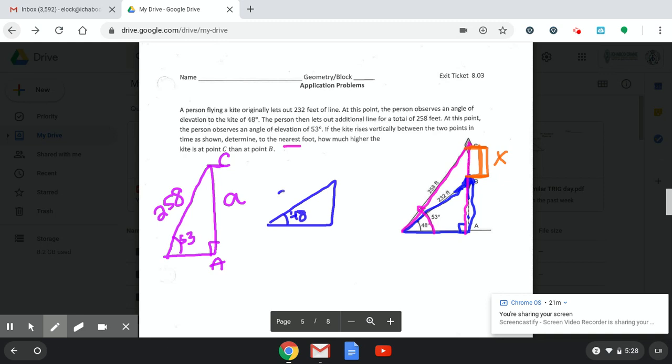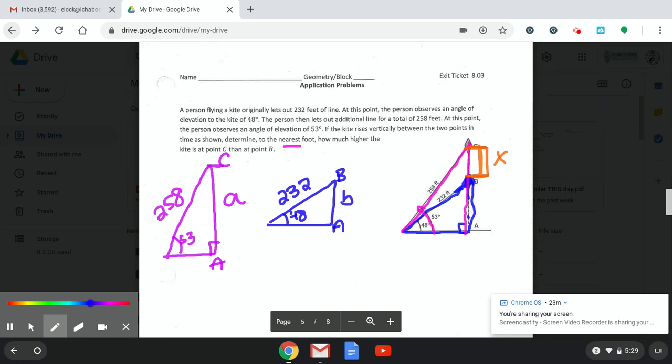The line was 232 feet, and that was the measure from B to A, and we're going to call that side B. So now that we've redrawn our two triangles, I'm going to set up our trig functions.